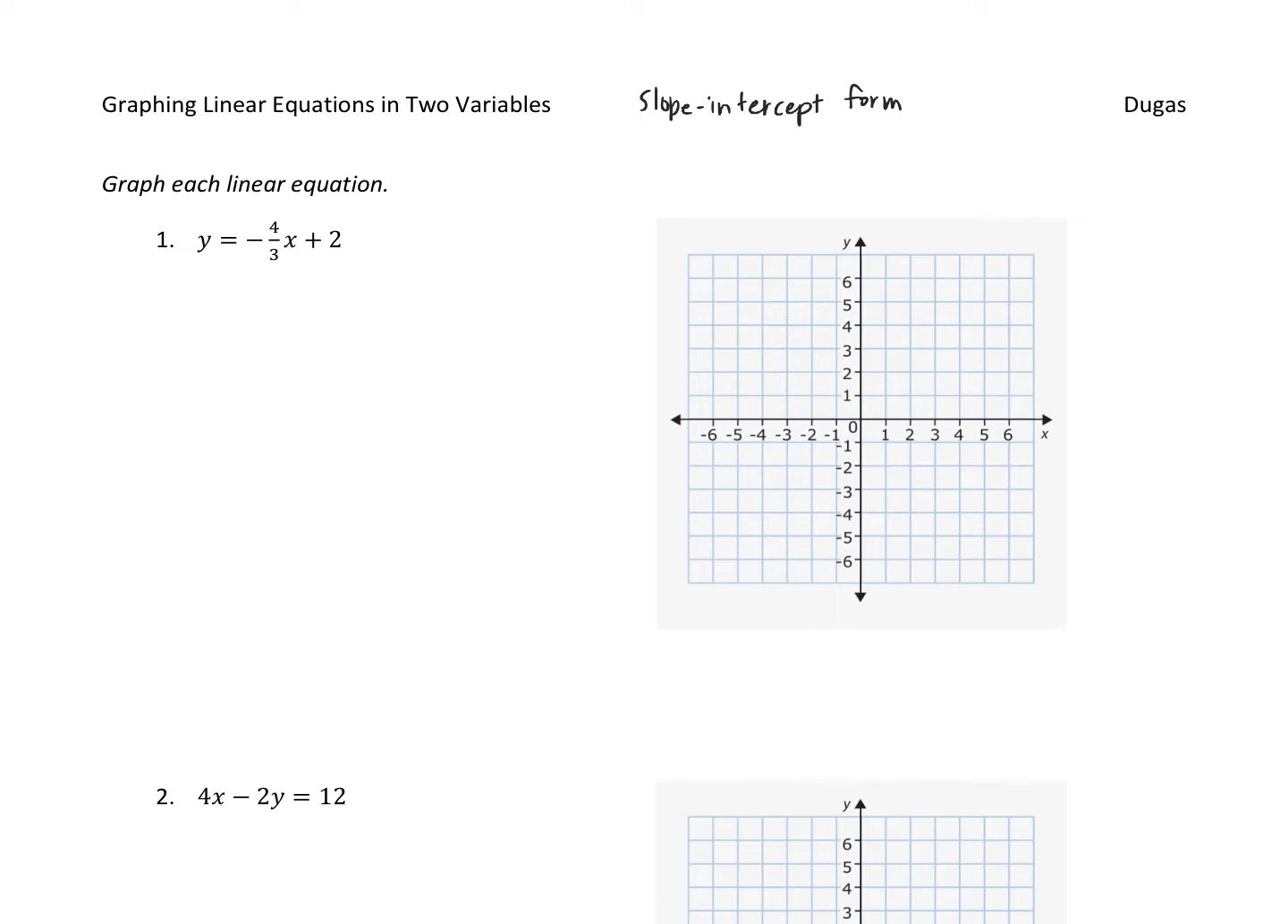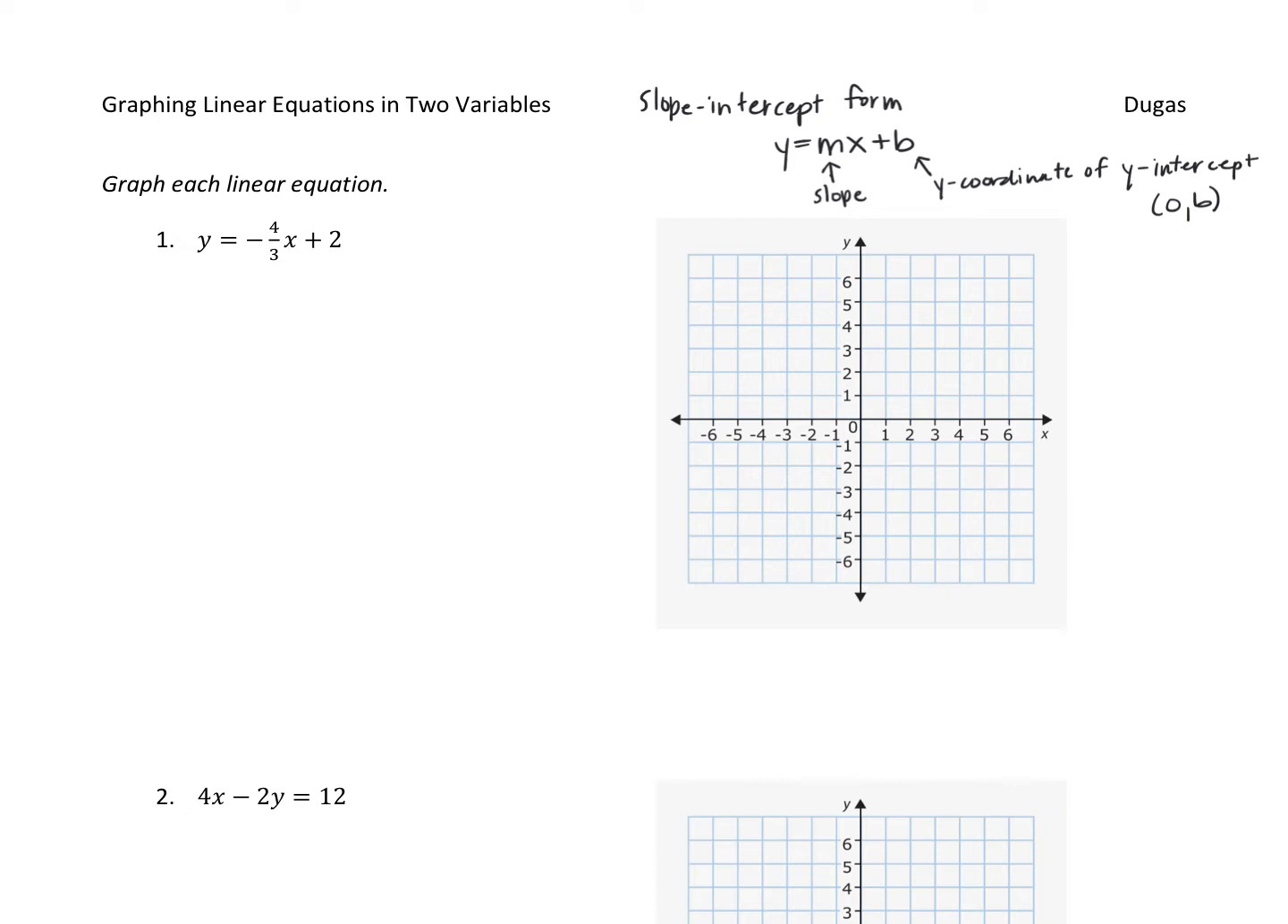Okay, slope-intercept form uses what you know about the line when it's in this form. Okay, here it is, y equals mx plus b. The m is the slope, and the b is the y coordinate of the y-intercept. So your y-intercept is (0, b).